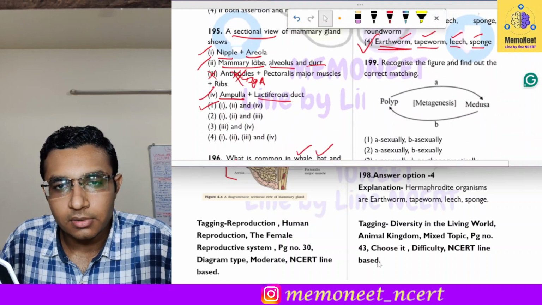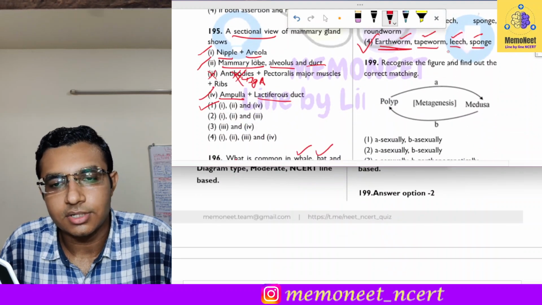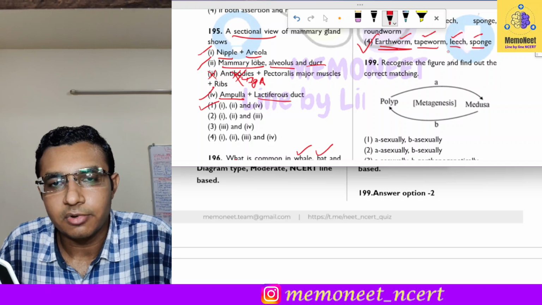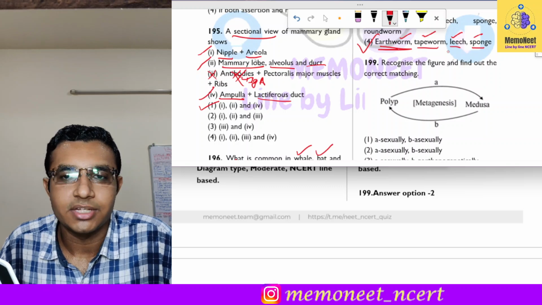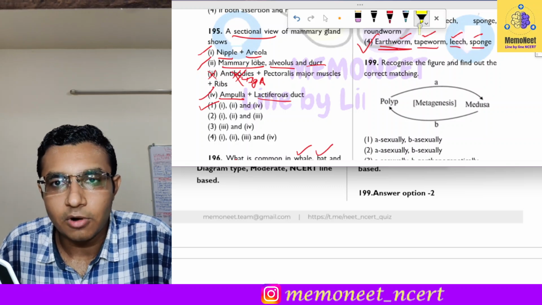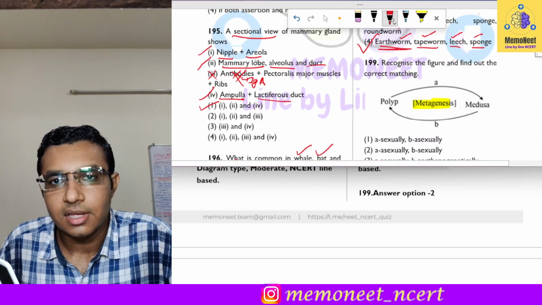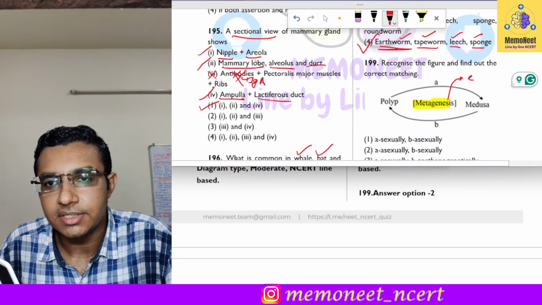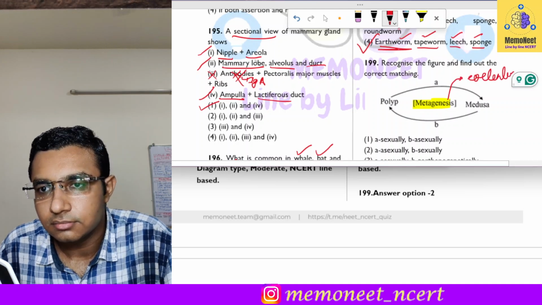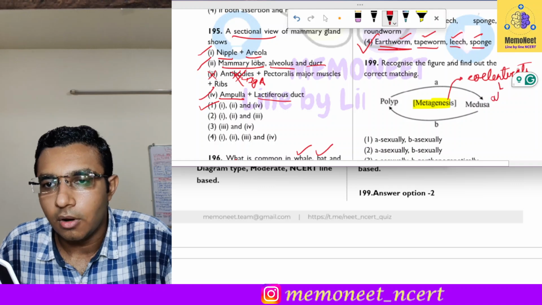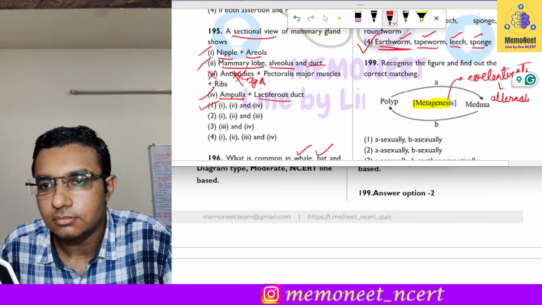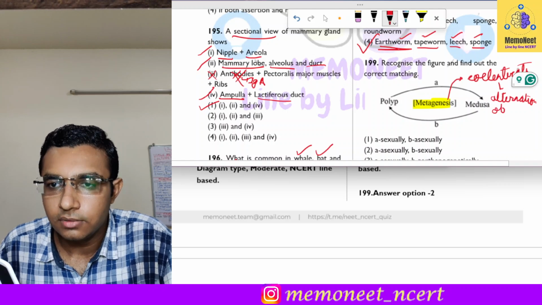Next, moving on to the penultimate question of our discussion, that is question number 199. Here, recognize the figure and find out the correct matching. This figure is about the process of metagenesis, which is seen in the coelenterates, and it is the process of alternation of generations.